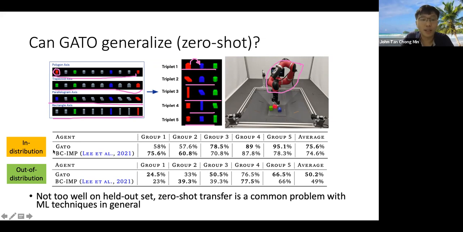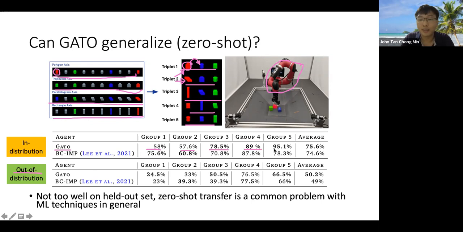So we look at the in-distribution data, where they train with the triplets as well. You can see that GATO does actually perform in distribution, but there's something to qualify here. In distribution means that they have actually seen this shape before, but maybe not in this configuration. Out of distribution means that they have not seen this shape at all before in any of these triplets. So there's some difference. In distribution is a bit more relaxed. And you can see that GATO performs not too badly for the groups.